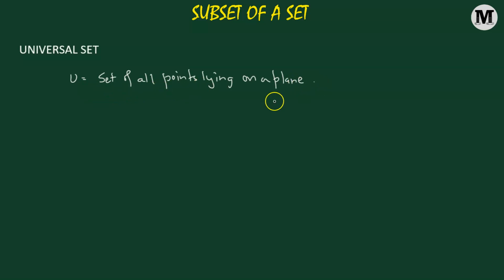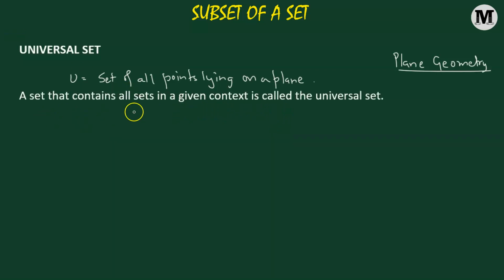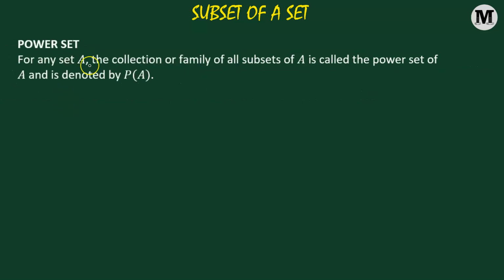This means that we are in the domain of plane geometry. Whenever we are talking about plane geometry, the universal set is going to encompass all the points lying on that plane. Once we do Venn diagrams, which will come a couple of sections later, we'll be able to understand all of these types of sets in a more graphical manner. So, a set that contains all sets in a given context is referred to as the universal set. Finally, we'll discuss the power set.